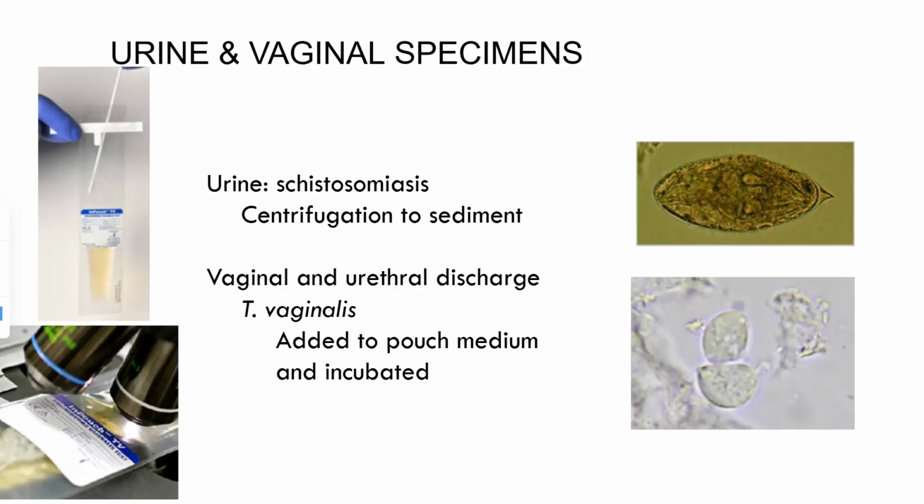Vaginal and urethral discharge. So T. vaginalis is the most common cause of STDs worldwide. This one can be added to pouch medium and incubated, and then you'll see these guys, and this is what they look like, and then they have little flagella, and they kind of spin around and swim around. So really cool if you can see some live organisms under the microscope, but very distinguishable if they're actually swimming.